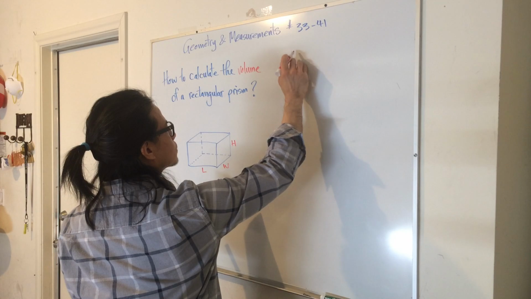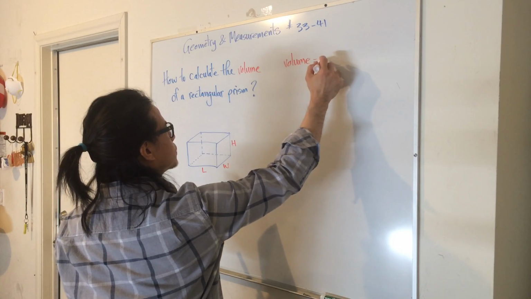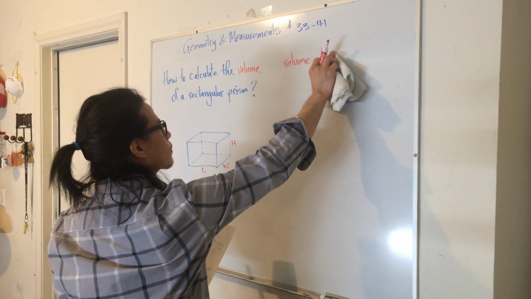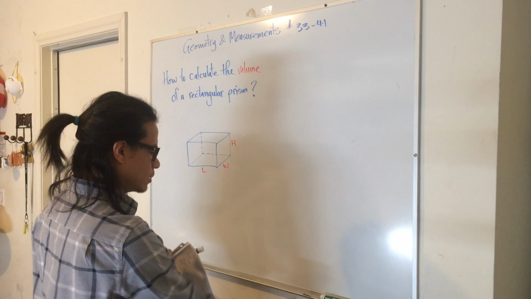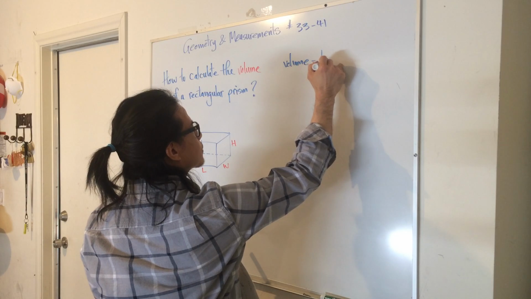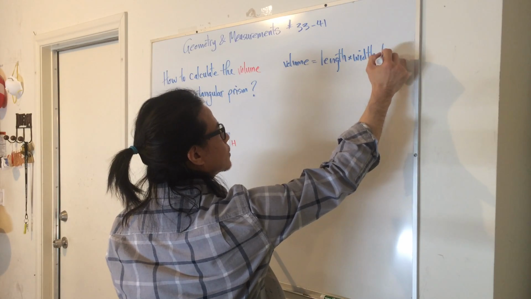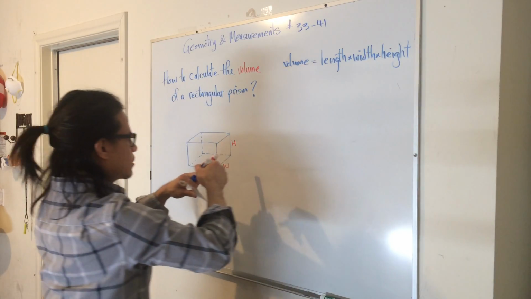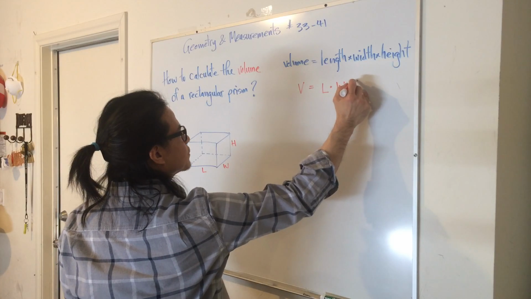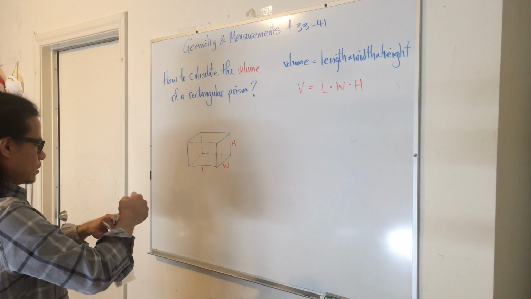The volume is equal to length times width times height. Okay, so volume equals length times width times height. Okay, so technically V is equal to L times W times H.